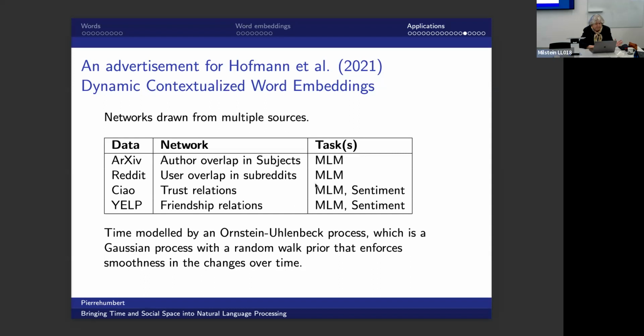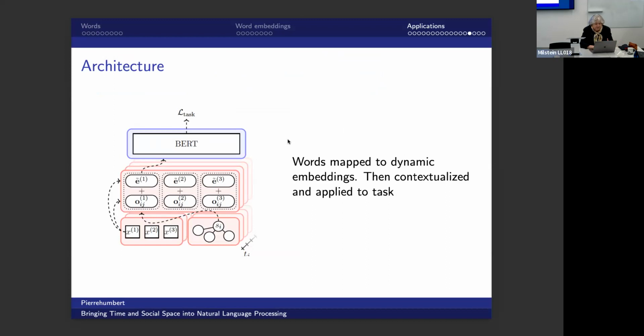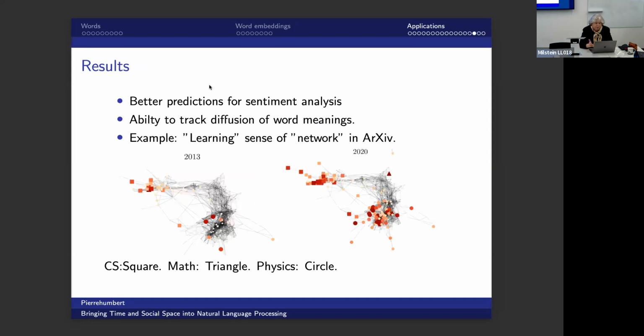Okay, so now we have our words, which are word types mapped to dynamic type embeddings using the graph and the time. And then it is contextualized and applied to the task. And one thing we did get was better predictions for sentiment analysis. And you also have the ability to track a diffusion of word meanings through the networks.